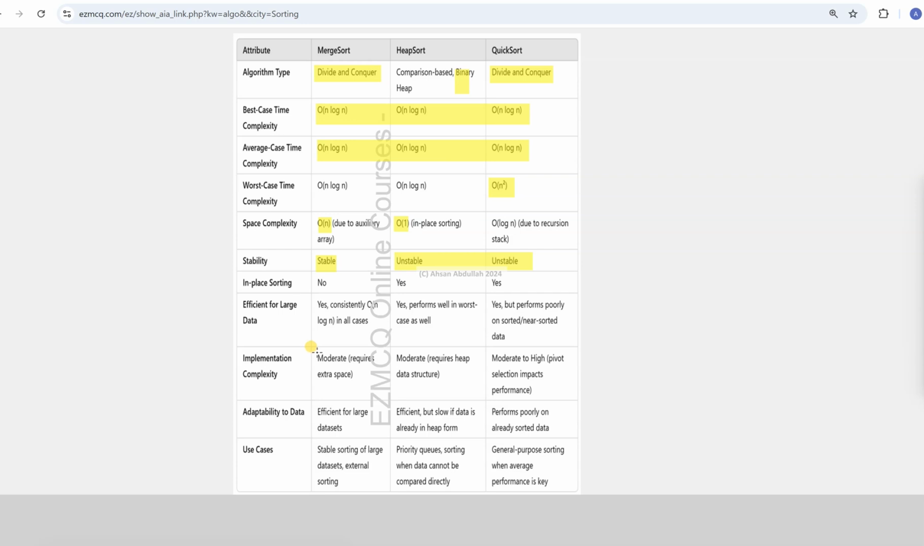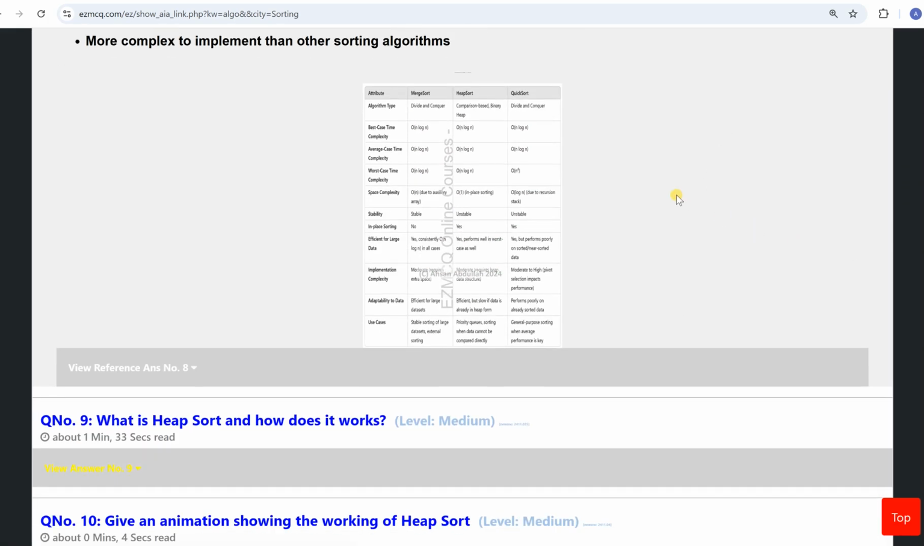For implementation complexity, it is moderate for merge sort, moderate for heap sort, but moderate to high for quicksort. Why? Because of the need to take care of the pivot issues, since otherwise it will degrade the performance. Adaptability to data: for large data sets, it is good. Heap sort is efficient but slow if the data is already in the form of a heap, and because you are repeating things, it performs poorly on already sorted data. Quicksort: say the data is in ascending order and you want to bring it in descending order, that's a nightmare. And the use cases are here. So you see that each of these techniques has its own pros and cons, and one has to be knowledgeable and aware of them.